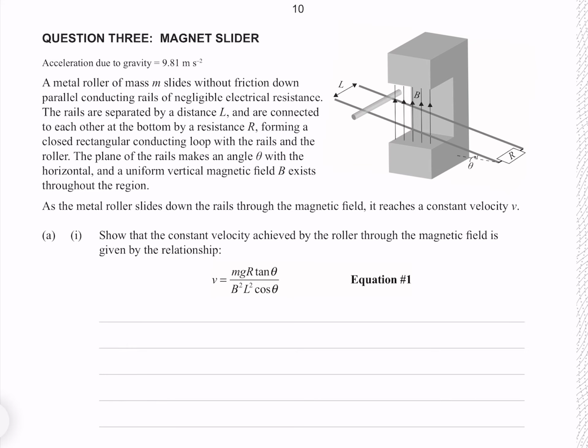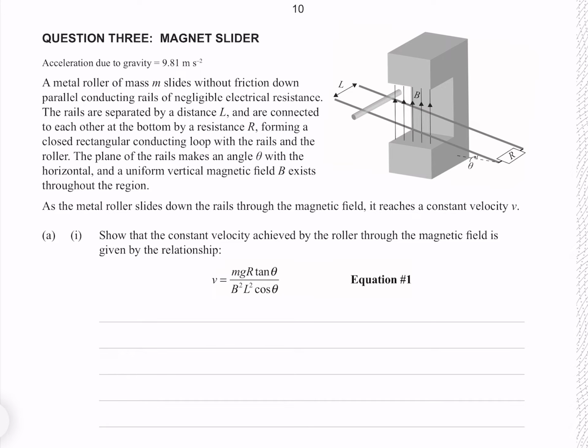Question 3. A metal roller of mass m slides without friction down parallel conducting rails of negligible electrical resistance. The rails are separated by a distance L and are connected to each other at the bottom by a resistance R, forming a closed rectangular conducting loop with rails and the roller. The plane of the rails makes an angle theta with the horizontal, and a uniform vertical magnetic field B exists throughout the region. As the metal roller slides down the rails through the magnetic field, it reaches a constant velocity V.